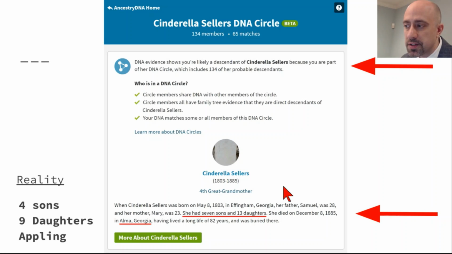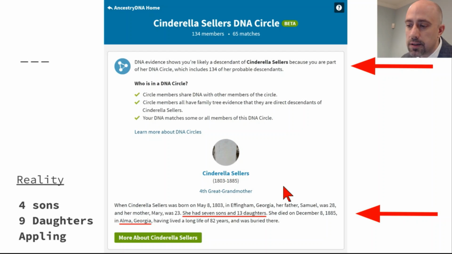I want to emphasize the biographical information to make a little point. This says that when Cinderella Sellers was born in 1803 in Effingham County, Georgia, her father Samuel was 28 and her mother Mary was 23. It says that Cinderella had 7 sons and 13 daughters. This is absolutely incorrect. Cinderella had a total of 13 children, 4 sons, 9 daughters. This also says that she died in 1885 in Alma, Georgia. That is not quite correct either.